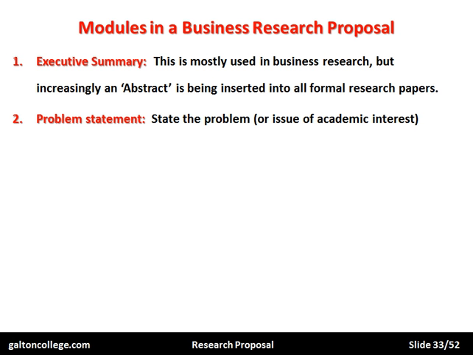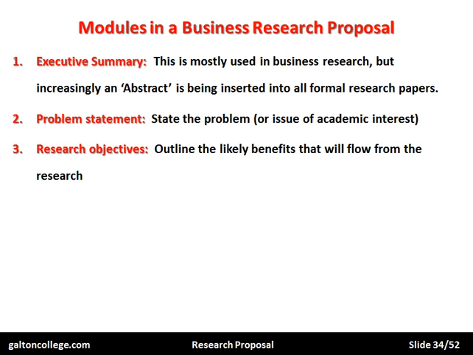The problem statement should be clear. The research set out to achieve something. It's set out to gain an insight into a certain issue or to solve a particular problem. That should be stated. So that's important. There should be a problem statement. And the research objectives outline the likely benefits that will follow from the research. How will the research benefit the organization? In other words, why should the research take place? What are the advantages of the research?